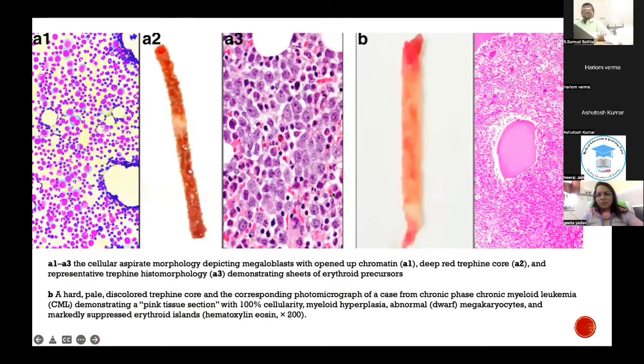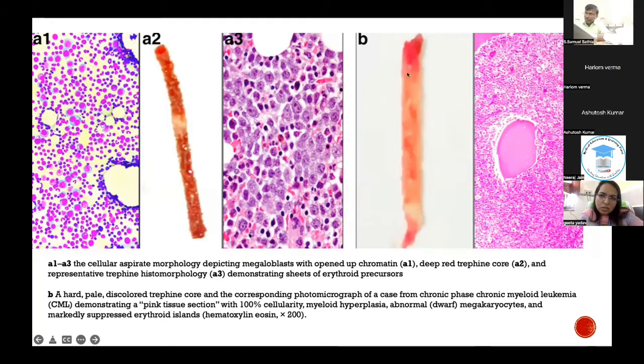So these are a few examples of how Dr. Rashmi will be dealing with the cases in detail. I'm just showing that this is a gross bone marrow biopsy, which you can see is very red in appearance. The aspirate showed megaloblastic erythroid hyperplasia, and in the bone marrow biopsy also we can see these immature erythroid precursors.